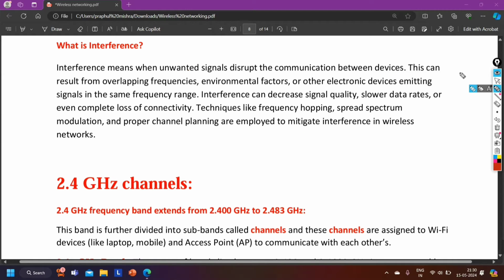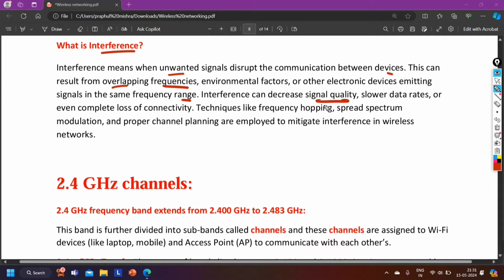If someone asks you what interference is, interference is nothing but an unwanted signal disturbing the communication between devices. This can result from overlapping frequencies, as I told you. Then there are many other reasons as well, like other electronic devices emitting signals in the same frequency range. Getting my point? Interference can decrease signal quality.